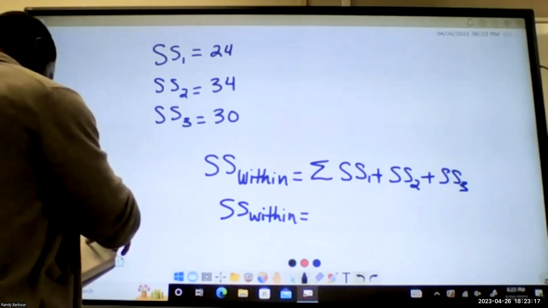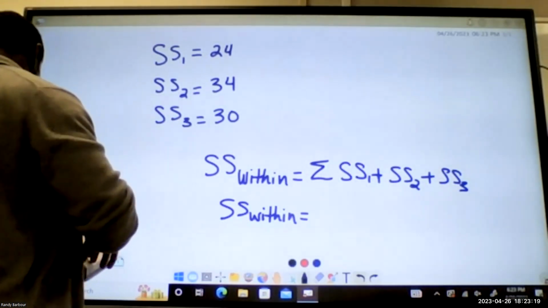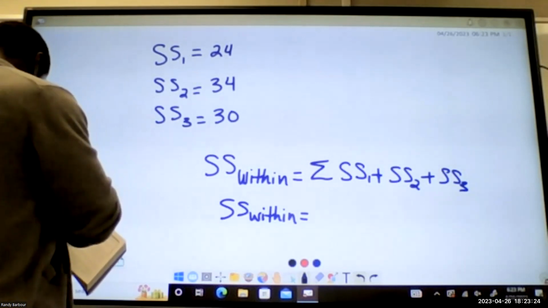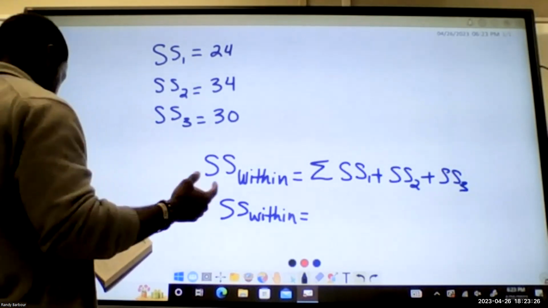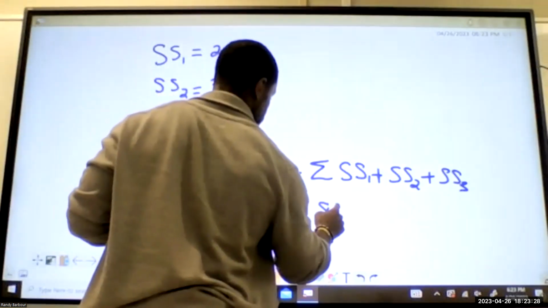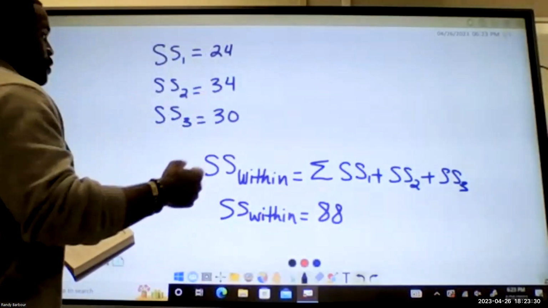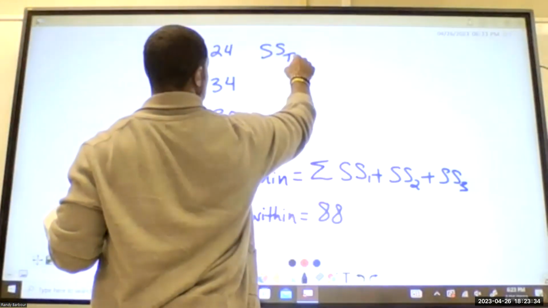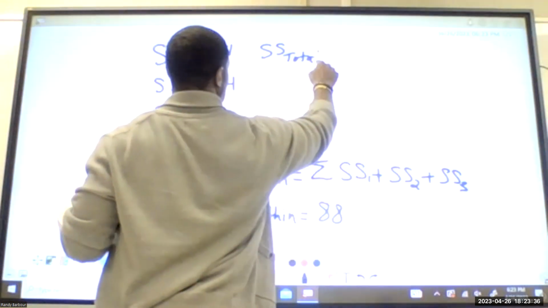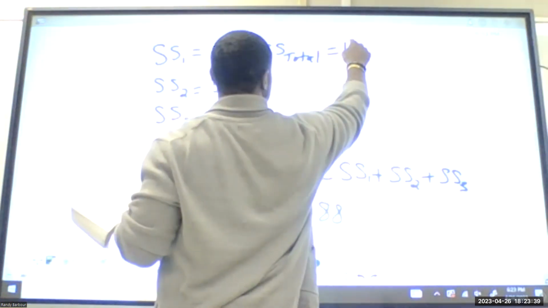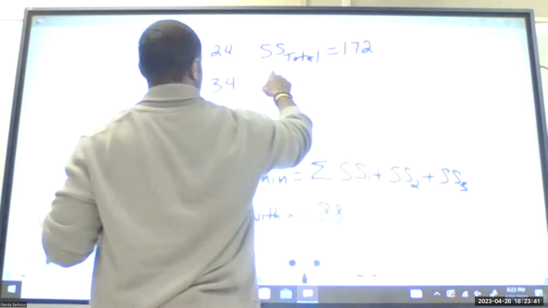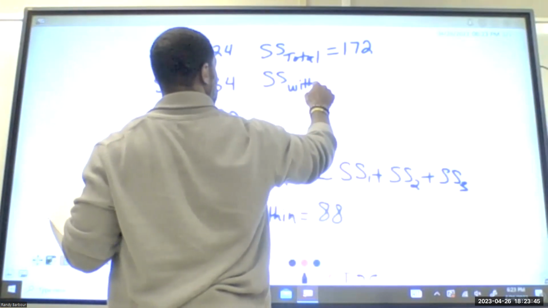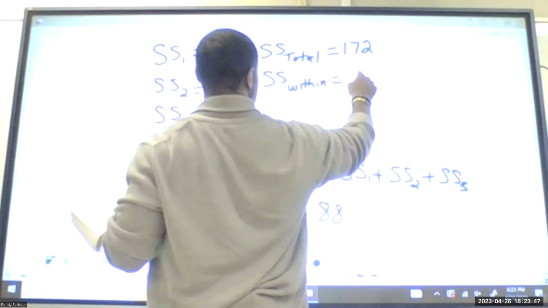That is going to be my sum of squares total, 272. Sum of squares within, it's 88.